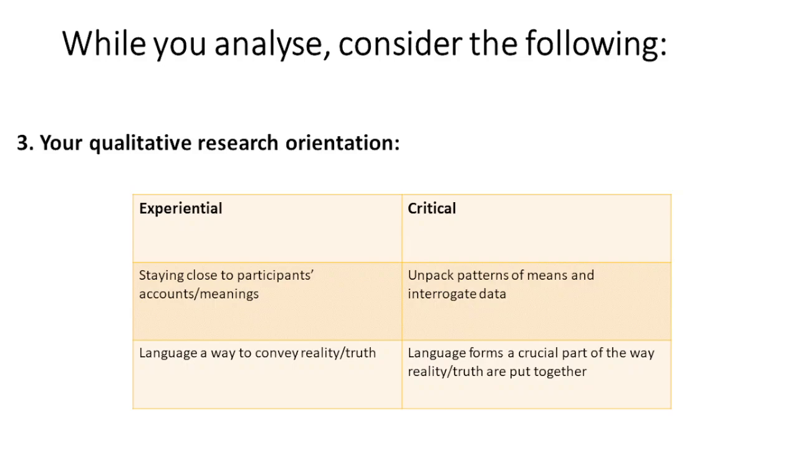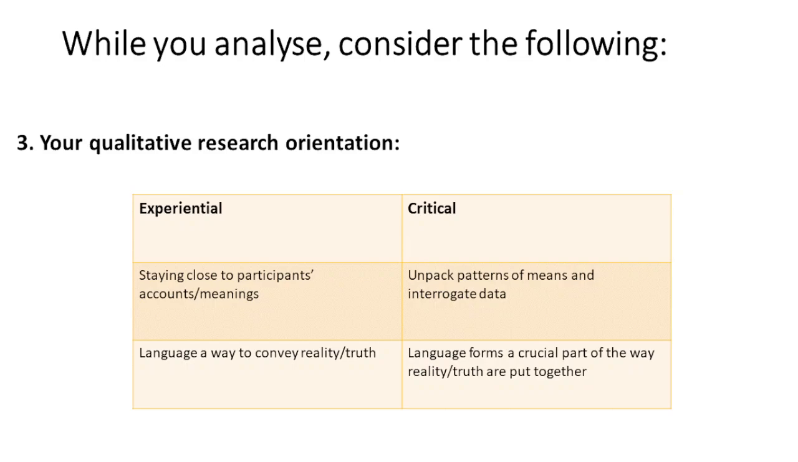So in this case, you as a student tend to stay close to participants' accounts or meanings and capture these in ways that are recognizable to them. So this is an experiential orientation. If you're following that, then you're following an experiential orientation to your research. On the other hand, the critical orientation seemed to involve unpacking patterns of meaning and interrogating data in a way that centers on the effects and function of the language use and meaning in the data.